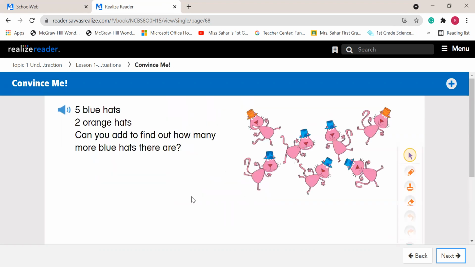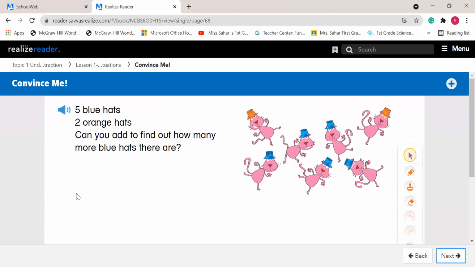So that was the explanation. 5 blue hats and 2 orange hats. Can you add to find out how many more blue hats than orange hats? What are we going to do? First, we need to know that we have 5 blue hats, 2 orange hats. So 5, take away the 2, equals 3.